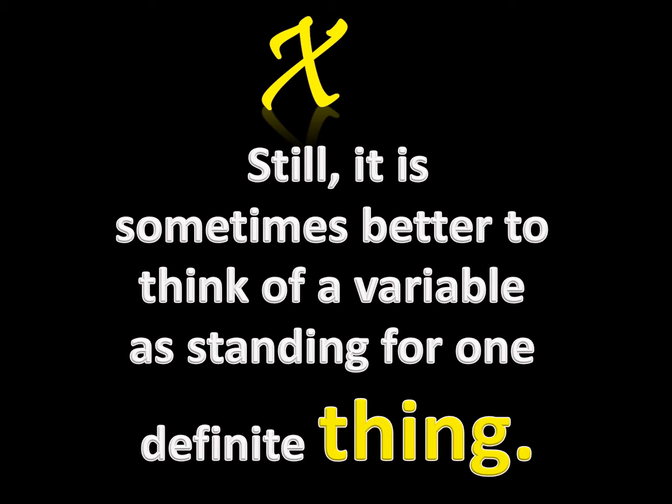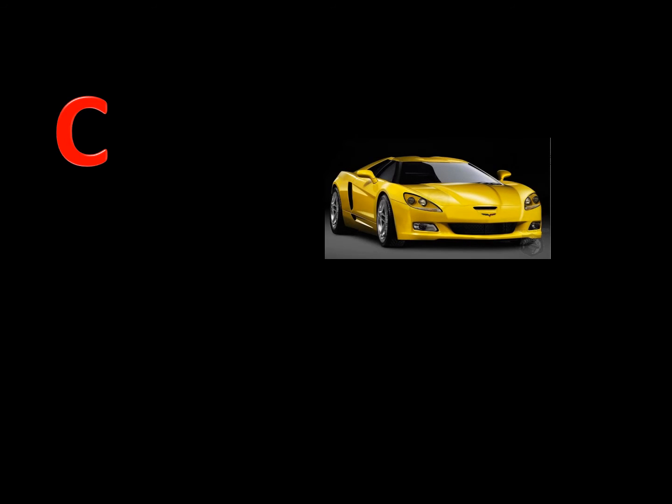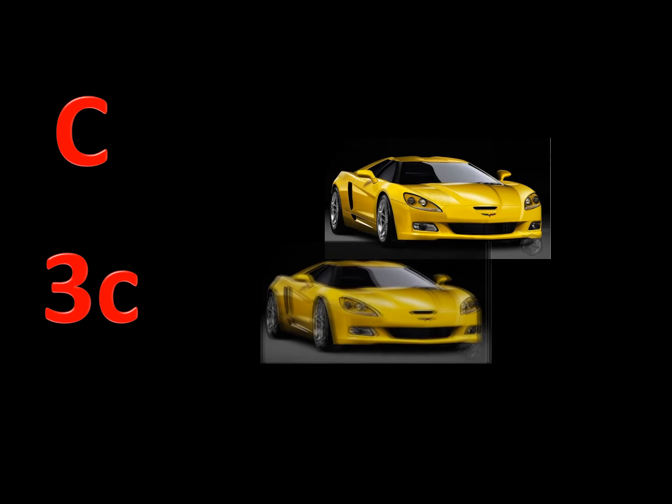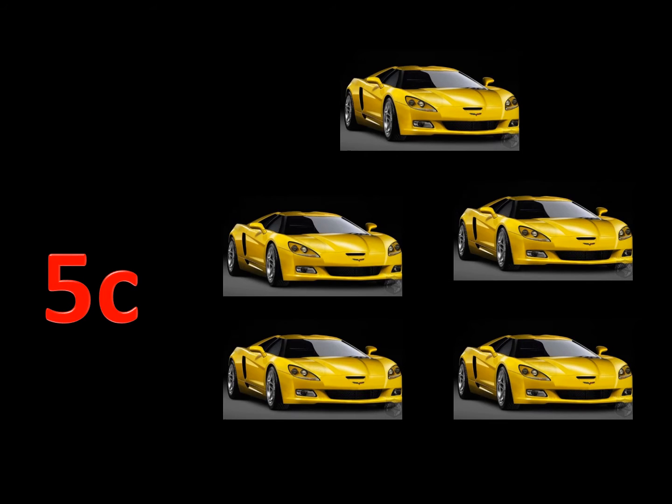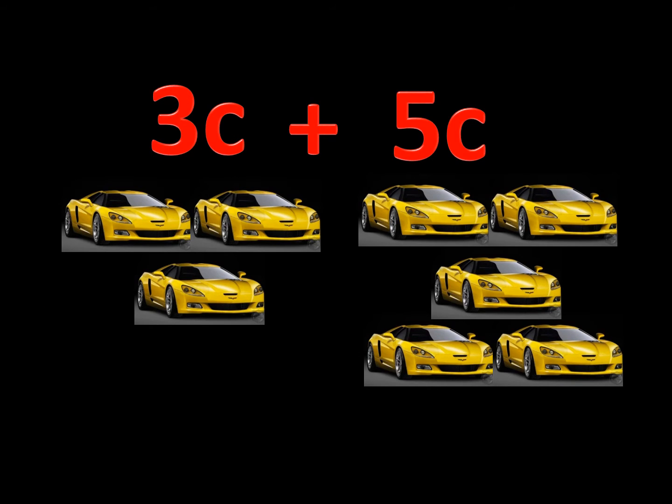However, it is sometimes better to think of a variable as standing for one definite thing. For instance, C can stand for car, or better yet, my Corvette. Then 3C would stand for 3 Corvettes, and 5C would stand for 5 Corvettes. Then it's obvious that 3C's plus 5C's is 8C's. A mathematician would say 3C plus 5C is 8C, but I like to think of this as actual things.